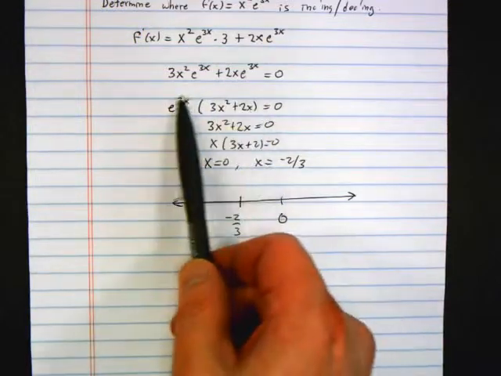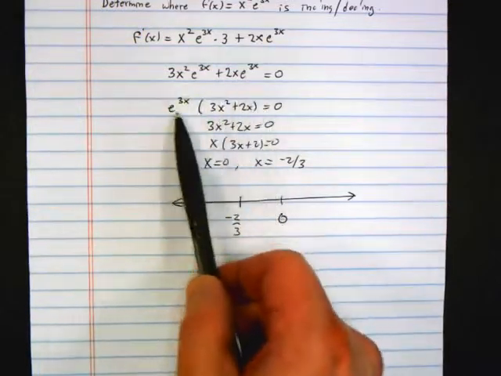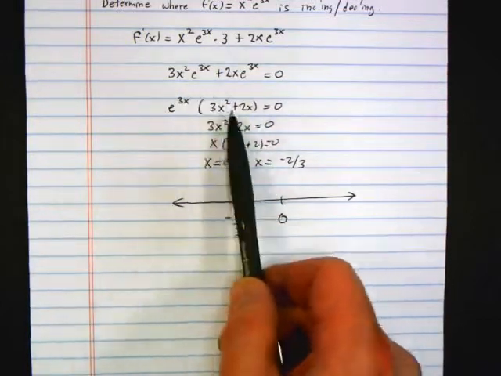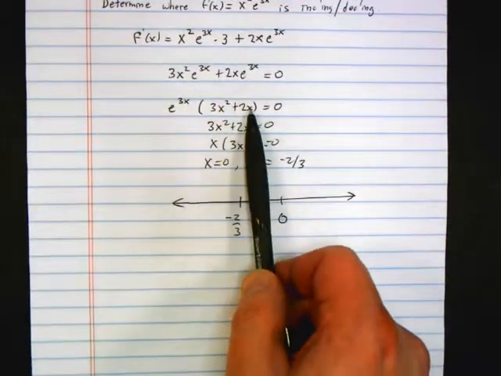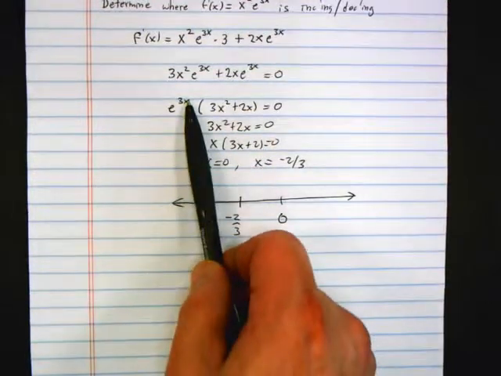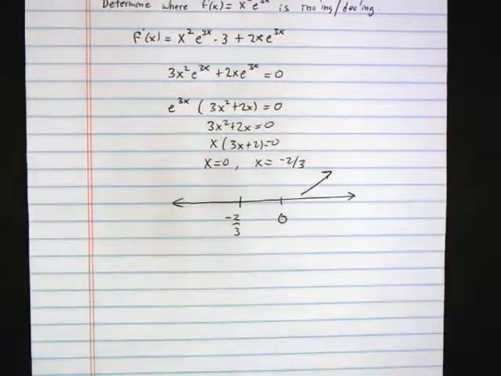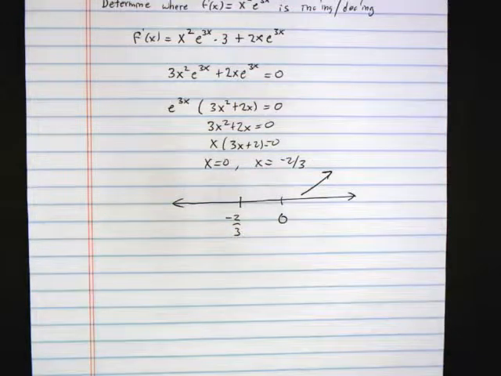Here's my derivative. When I plug 1 into that derivative, am I going to get a positive number or a negative number? Positive, because this is going to be 3 plus 2, that's 5. E to any power is always positive. Positive times positive is positive. Increasing there.